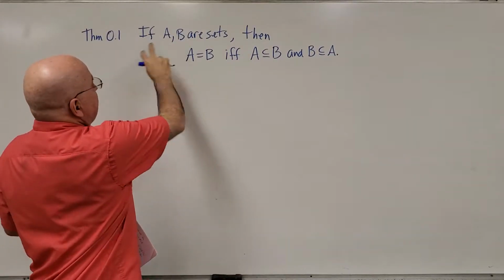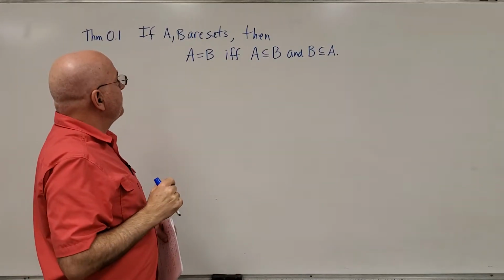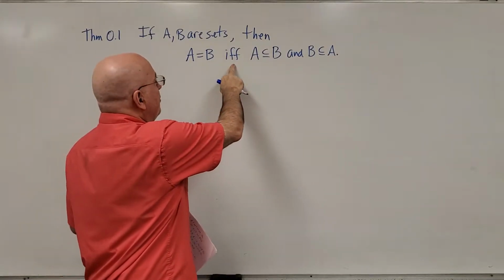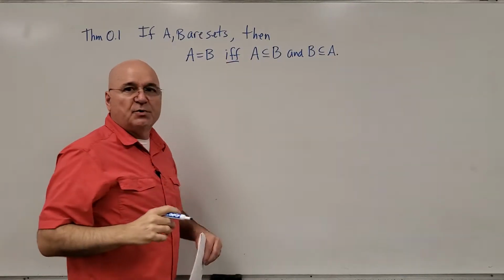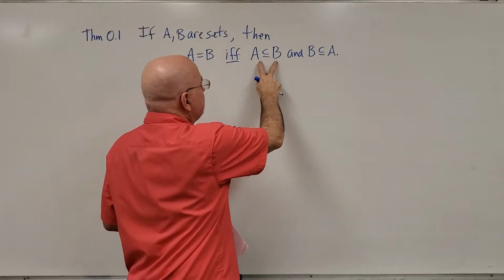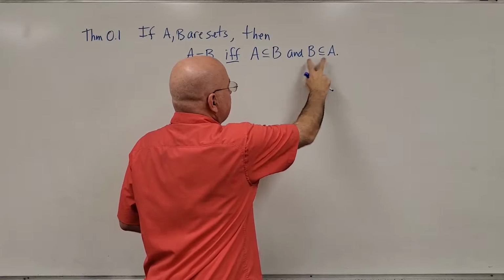The theorem says that if A and B are two sets, then they are equal to each other. A equals B if and only if, this is my shorthand notation for if and only if, A is a subset of B and B is a subset of A.